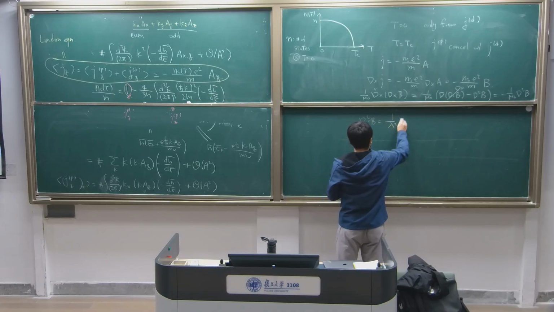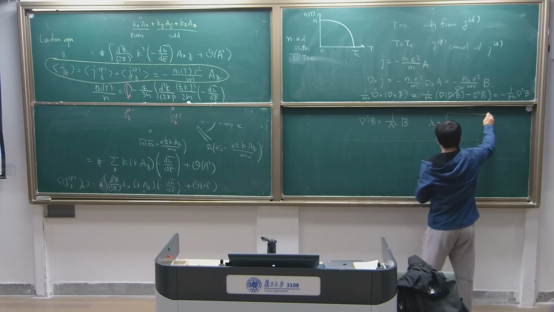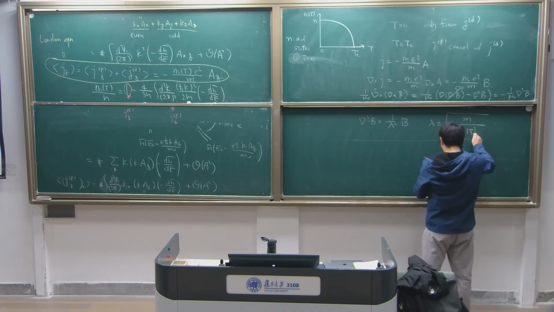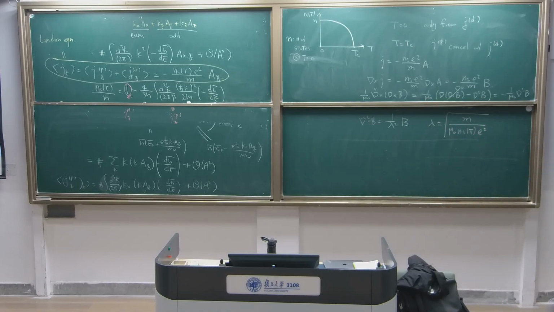1 over lambda squared B, now is equal to the square root, like this. Okay. And we can solve this equation near the superconducting material.